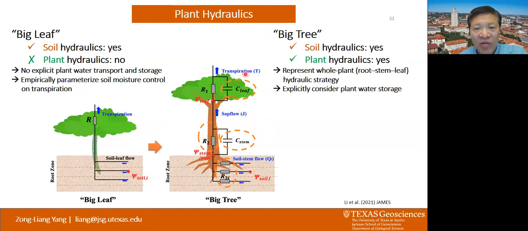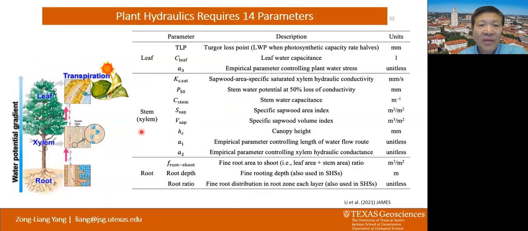So this plant hydraulics idea considers the leaf water potential and the stem water storage, and how the whole plant takes water through the roots from soil and transfers it along the stem, eventually transpiring to the atmosphere. This whole process is really mechanistic, much improved over the traditional big leaf model, because of this complexity, which requires an additional 14 parameters.